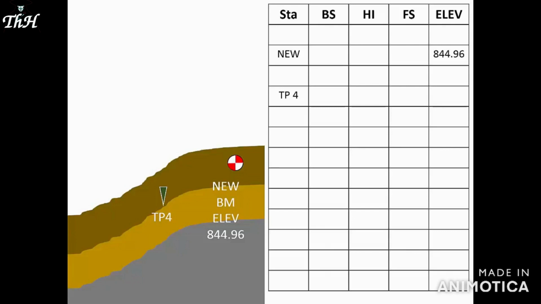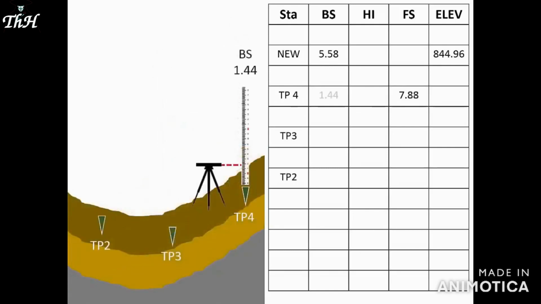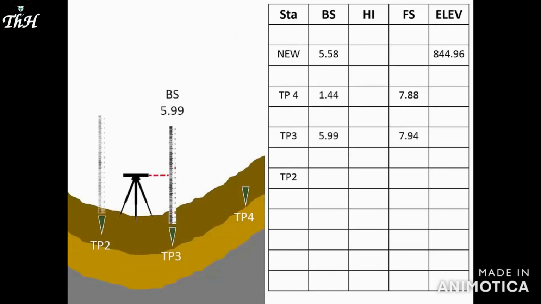Here's how the process will look. On our reverse run, we'll simply record backsites and foresights, saving the computations for later. With the instrument in a new location, we'll take a backsite on the new benchmark, recording it in the appropriate row in the backsite column. Then, going back to turning point 4, we'll take a foresight reading there. Without computing the HI or elevation, we'll move forward. Notice that just as before, our field note entries alternate back and forth as you move down the page.